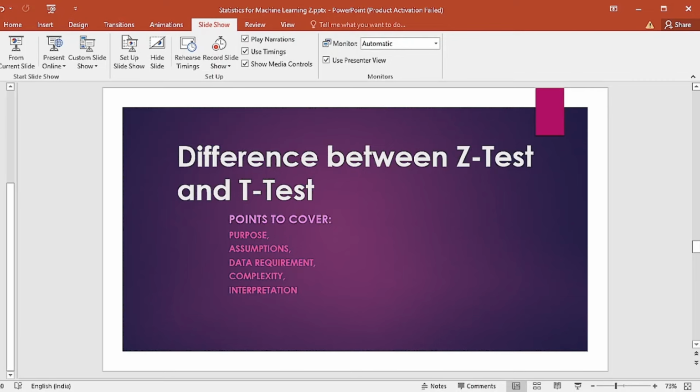Aspect is purpose. The t-test compares means of small samples, that is less than 30, and the z-test compares means of large samples, that is greater than or equal to 30. Assumptions of the t-test are normally distributed data and approximate normality, and assumptions of the z-test are normally distributed data and known population standard deviation.